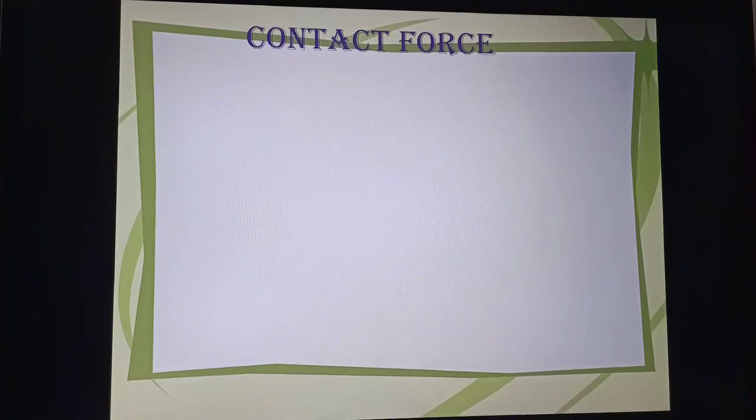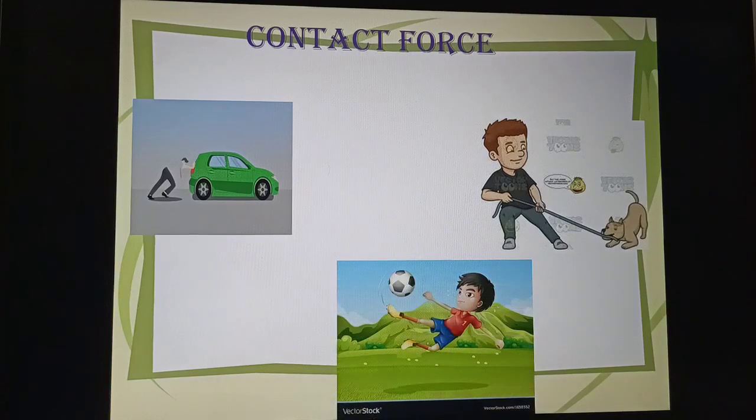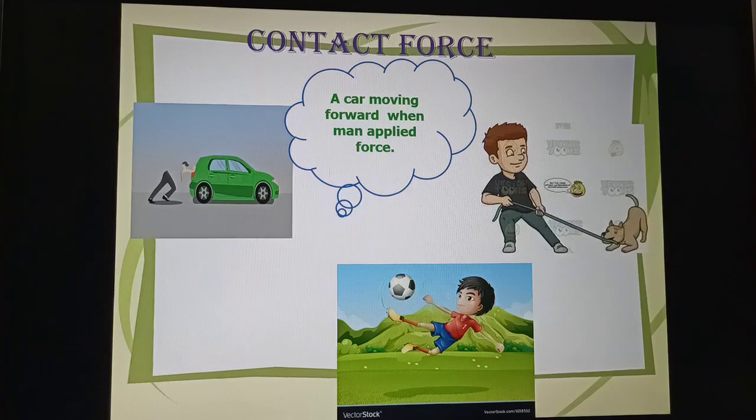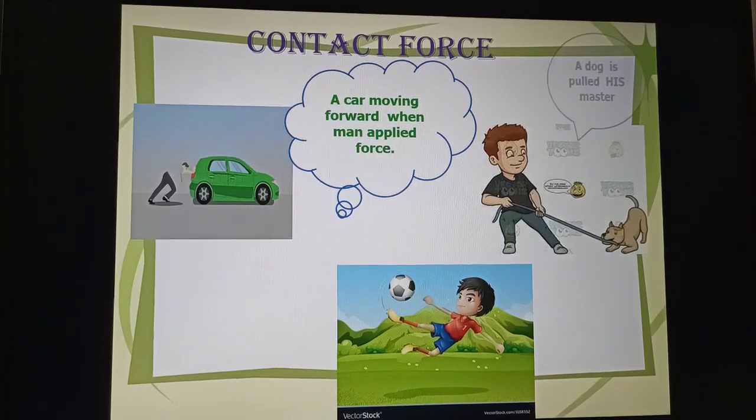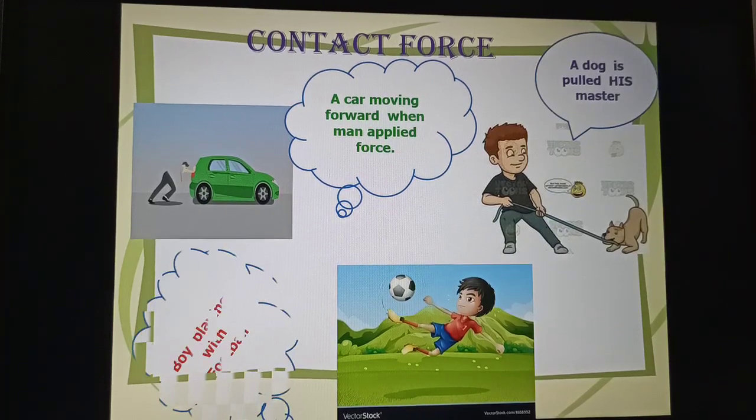Now, the examples of contact force. There are three pictures on the screen. Look at the first picture: a car moving forward when a man applies force. Now come to the second picture: a dog pulling his master. Now on the third picture, a boy playing with a football.